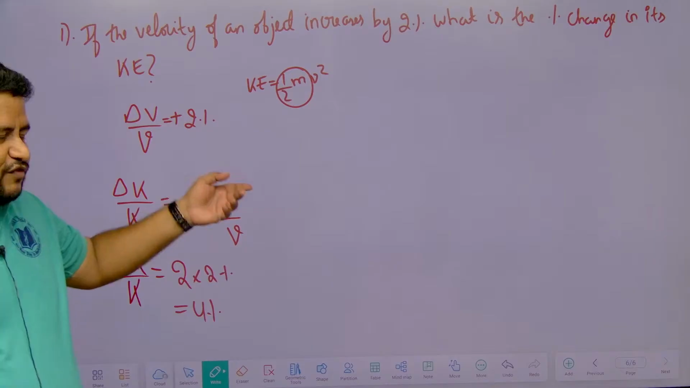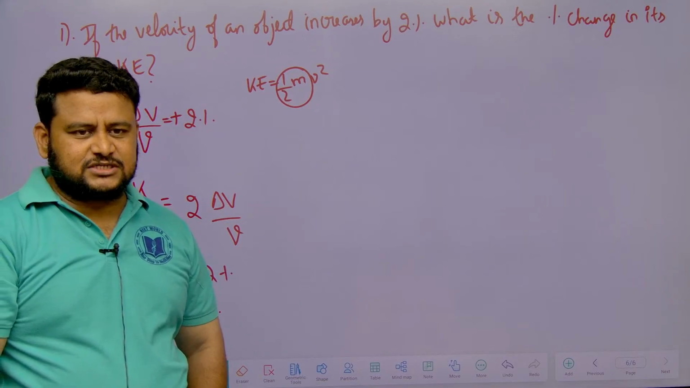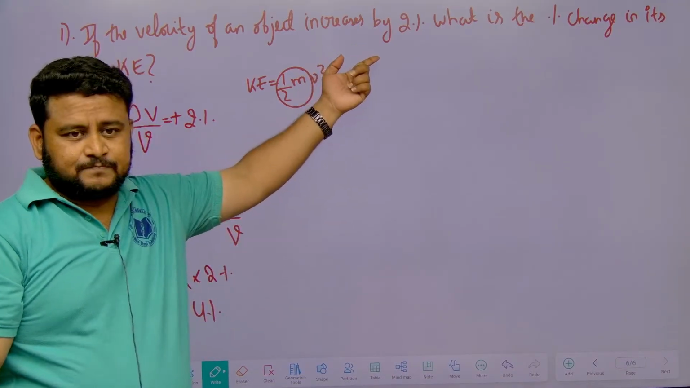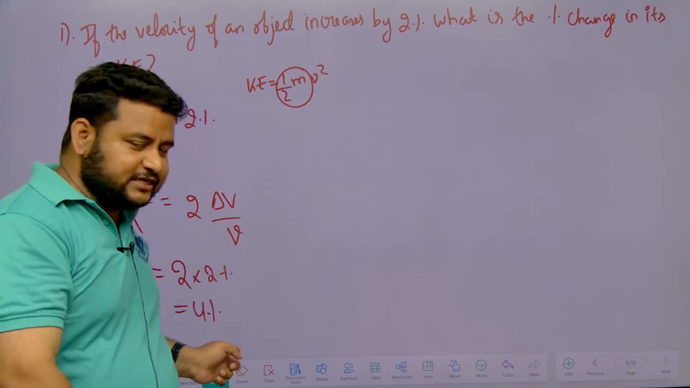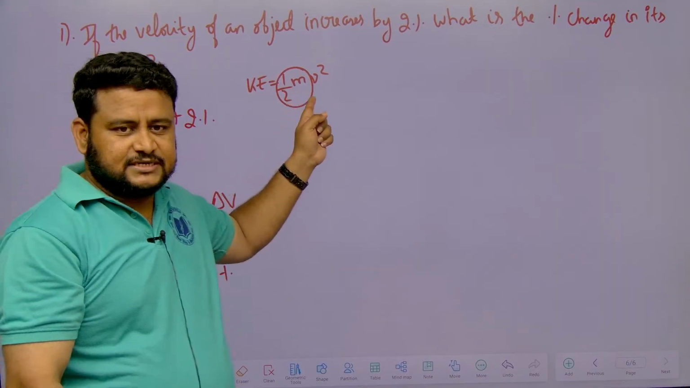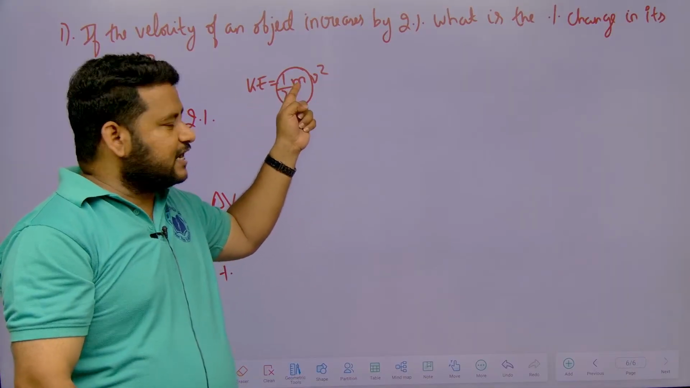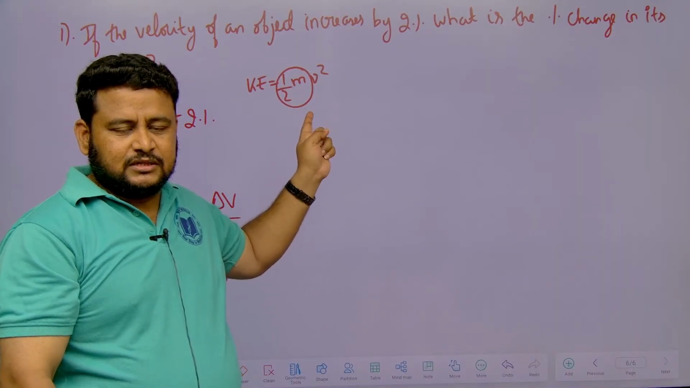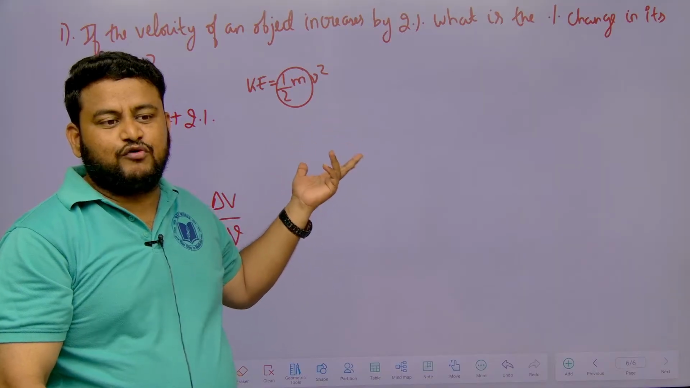Otherwise, if you know the formula, kinetic energy is equal to half mv square. If there is a change in velocity by 2, kinetic energy will change by the square of this. 2 square is 4. You should directly write 4. You should not write this many steps. Velocity is given, and kinetic energy is directly proportional to V square. V is given as 2, so kinetic energy will be 2 square, that is 4.